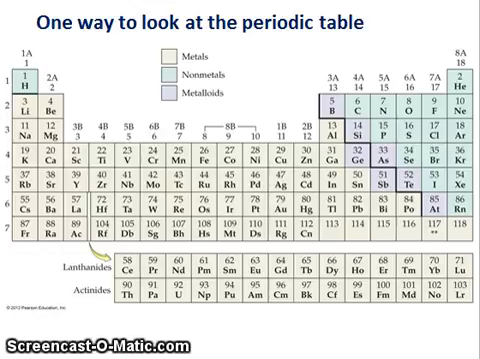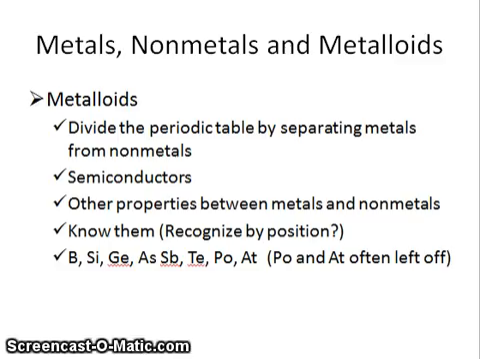One way to look at the periodic table is by breaking the elements down into categories: metal, nonmetal, and metalloids. The metalloids separate the metals from the nonmetals. They are comprised of boron, silicon, germanium, arsenic, antimony, tellurium, polonium, and astatine. Often polonium and astatine are not included. The metalloids have properties between those of metals and nonmetals. Because of its unique properties as a semiconductor, silicon is used for making computer chips.